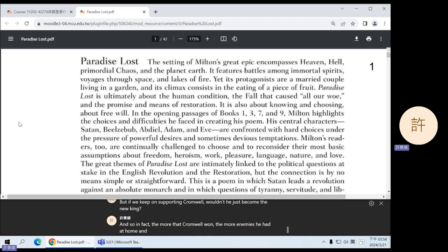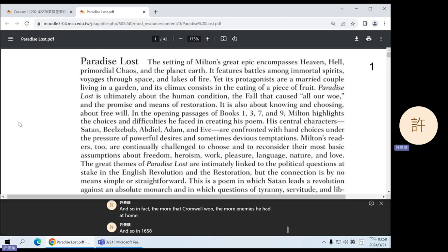And so in 1658, he died of natural causes, not in the war. He wasn't assassinated. He got sick and died. His son was designated as his successor. And that's when Parliament really thought, no, we can't do this. We want to kick out the king. We don't want to have a new king.